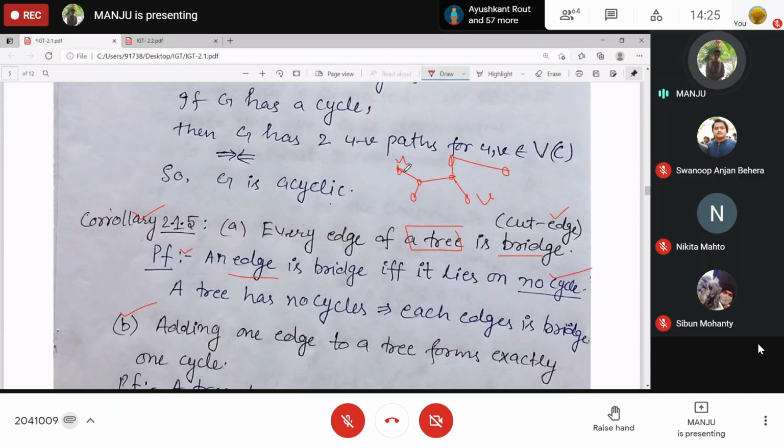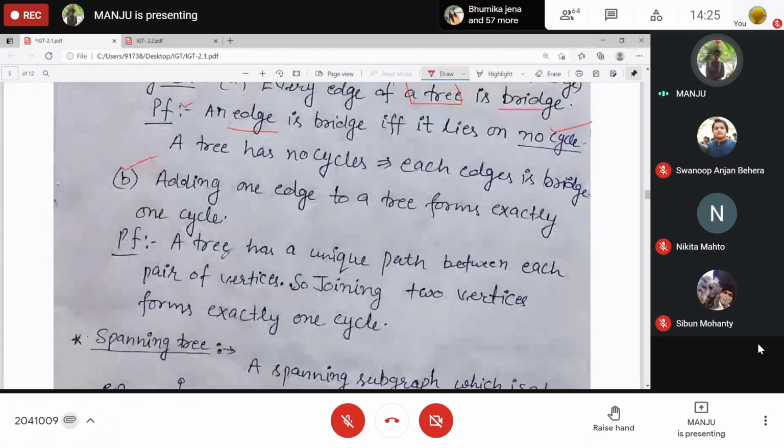Or you can also add u to w, creating this one cycle. Because exactly one path is there, okay? A tree has a unique path between each pair of vertices. That's why it is happening. Okay? Any doubt? If you have any doubt till now, you can tell me.